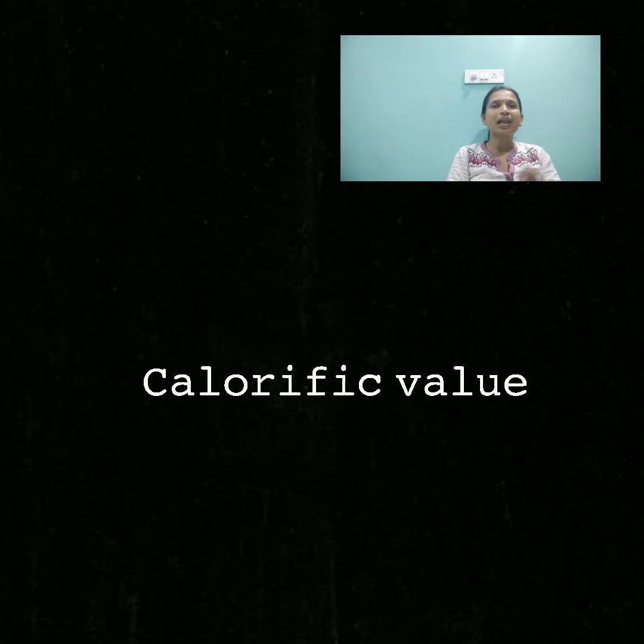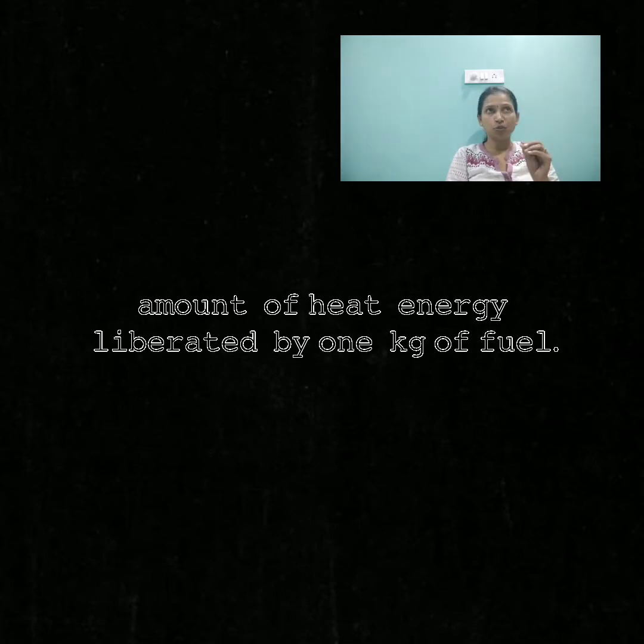Now, one more word I have used in this characteristic of fuel, that is calorific value. What is meant by calorific value? Calorific value of a fuel refers to the amount of heat liberated in joules. Unit is joules, when 1 gram of a particular fuel is burned. Now I'll give you some examples, students, that is the fuel with its calorific value.